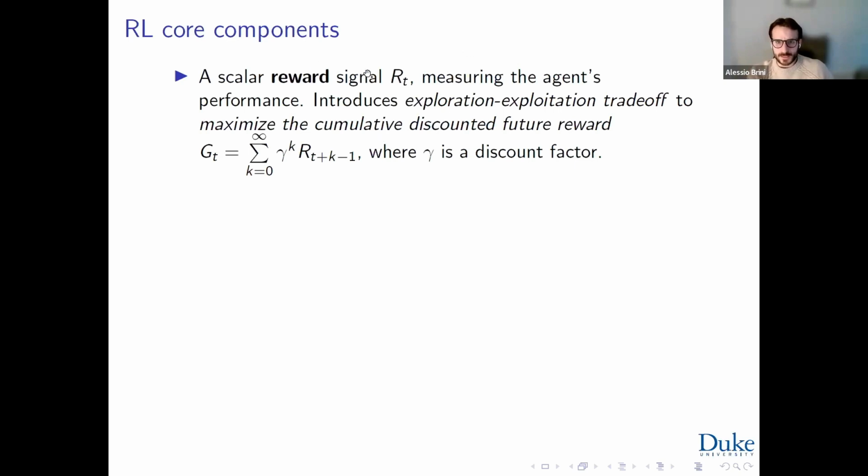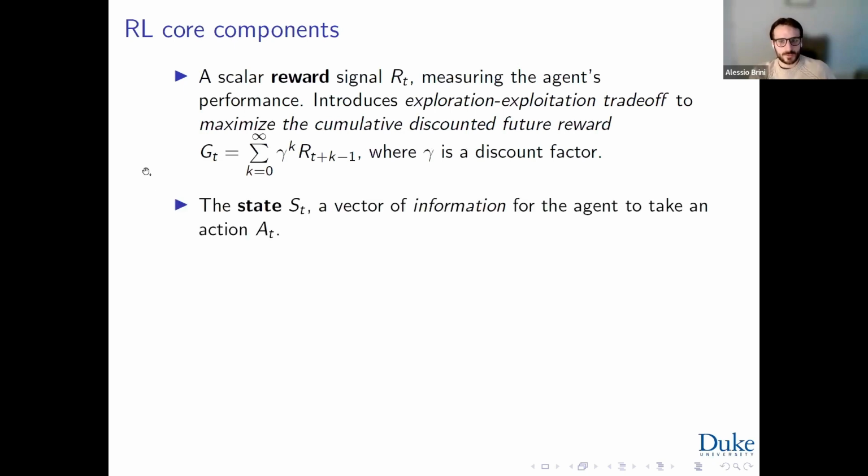But we define this scalar signal because, at the end of the day, you define the goal of the reinforcement learning agent as the cumulative discounted future reward, which is this G. G is just the sum of all of the rewards over time, discounted with a discount factor gamma to avoid the sum going to infinity.